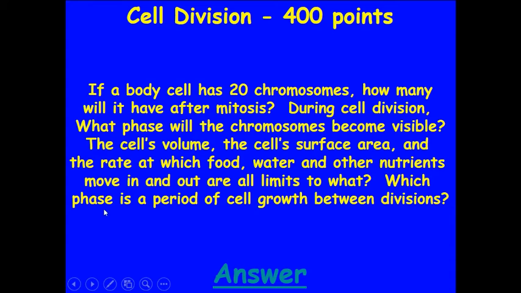All right, here we go. If a body cell has 20 chromosomes, how many will it have after mitosis? Didn't we just talk about this? During cell division, what phase will the chromosomes become visible within? The cell's volume, the cell's surface area, and the rate at which food, water, and other nutrients move in and out are all limits to what? Which phase is a period of cell growth between cell divisions? About 3 minutes.